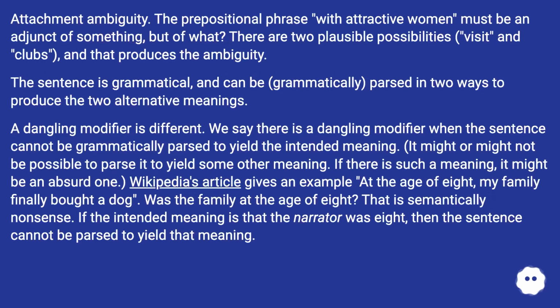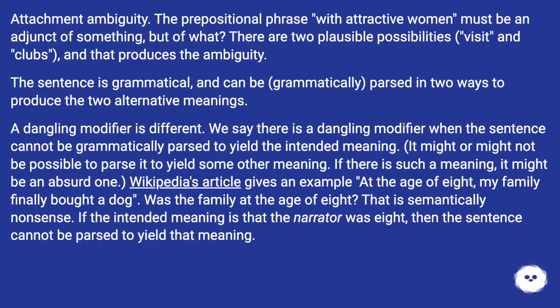Attachment ambiguity. The prepositional phrase, "with attractive women," must be an adjunct of something, but of what? There are two plausible possibilities, "visit" and "clubs," and that produces the ambiguity. The sentence is grammatical, and can be grammatically parsed in two ways to produce the two alternative meanings.